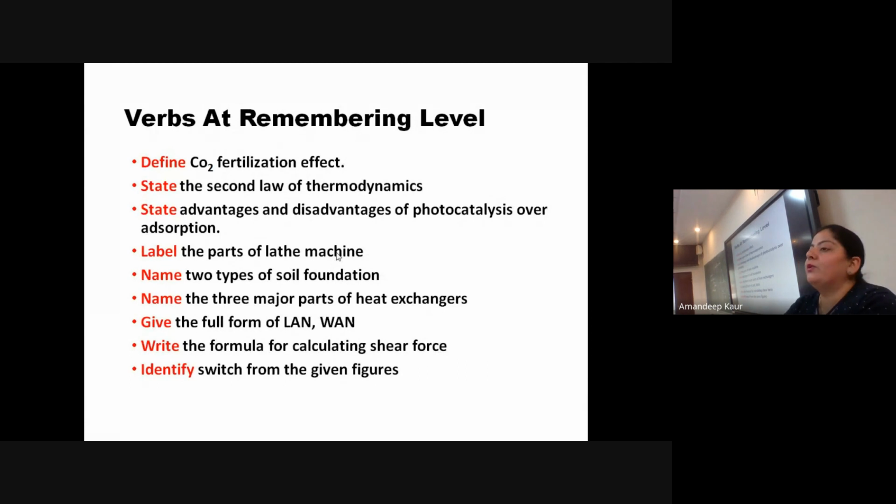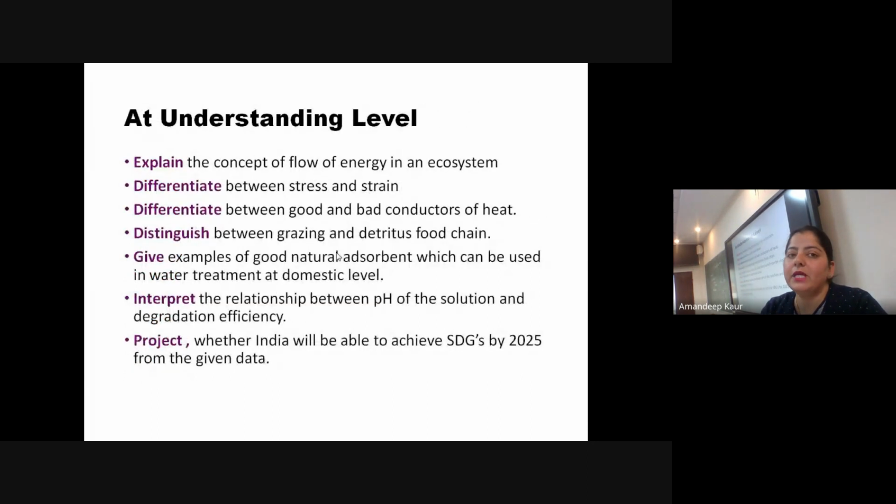Here, one more thing will be added, with SI unit or any unit that you demand. Identify switch from the given figures. When I say name two parts of soil foundation, or clearly mention name the three major parts of the heat exchanger, the learning outcome directly becomes your question paper statement. If the question is of 2 marks, and the student gives two types of soil foundation, it is one mark for one type of soil foundation. So clearly define the learning outcome so that assessment can be easy.